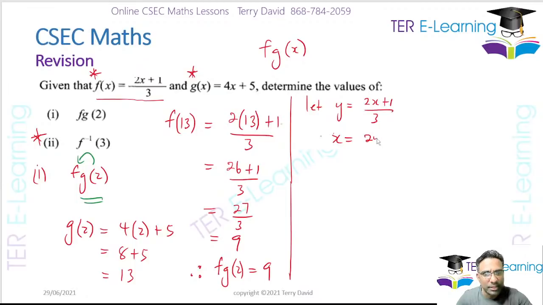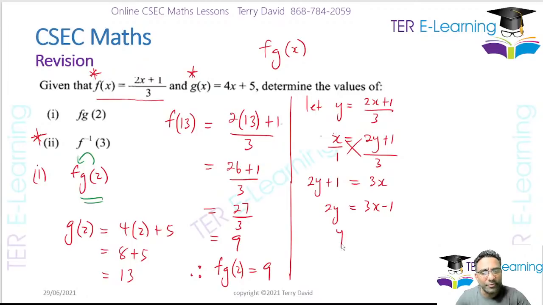x is equal to (2y plus 1) over 3, right? And your next step is to make y the subject. So I'm going to write this x as x over 1, and then I'm going to cross multiply. This is going to give me 2y plus 1 is equal to x by 3, which is 3x. And therefore 2y is equal to 3x minus 1, right? So therefore y is equal to (3x minus 1) divided by 2. So therefore my inverse function f inverse of x is equal to (3x minus 1) divided by 2.